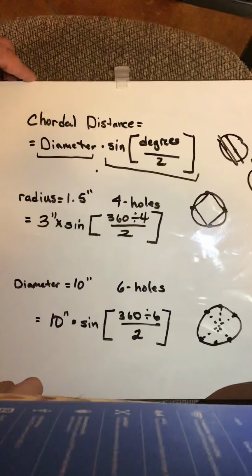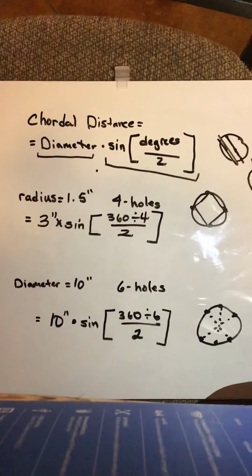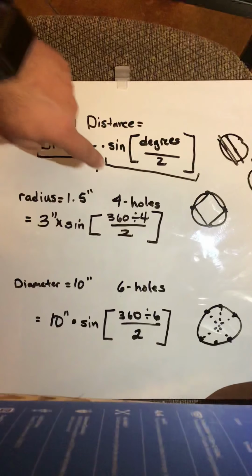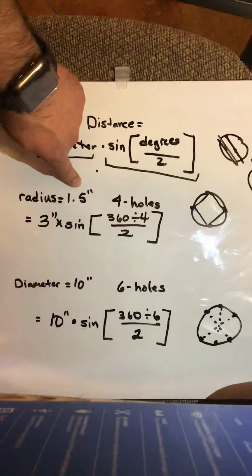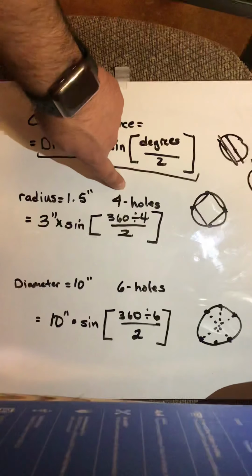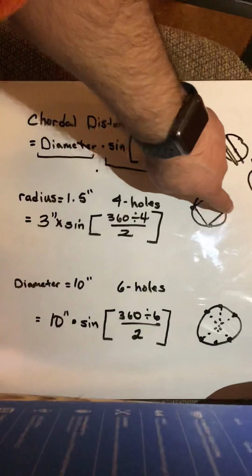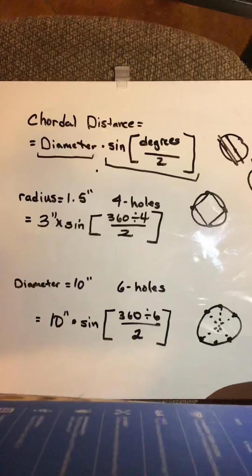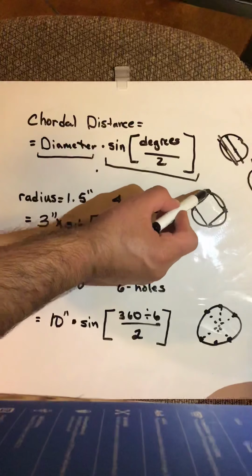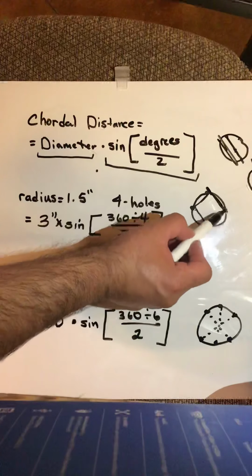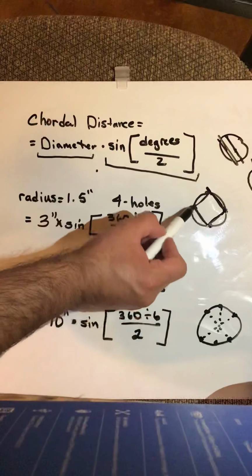Going back to our problems. Let's say I have a circle that has a radius of 1.5 inches, and it has 4 holes. What is going to be the chordal distance between hole to hole? Meaning, what is the distance from here straight down to here, and from here straight down to here?